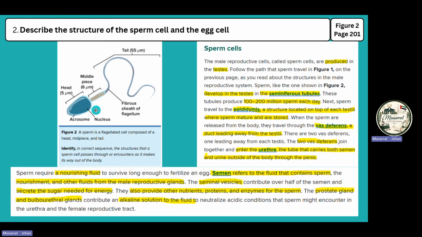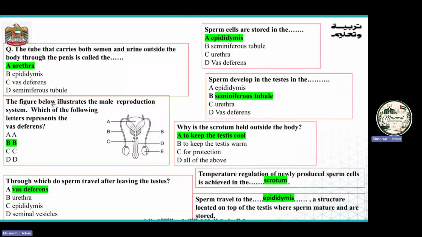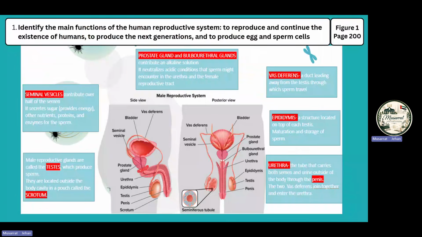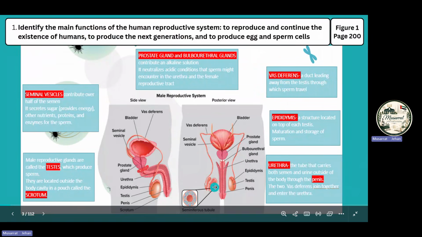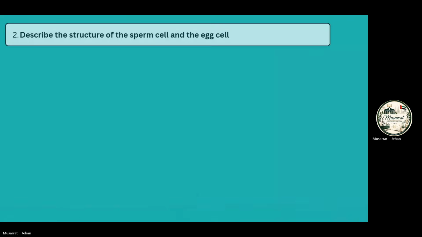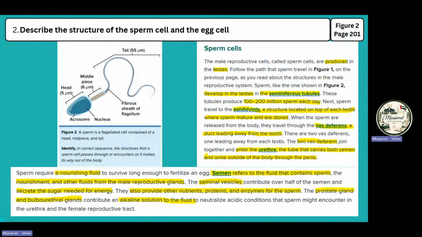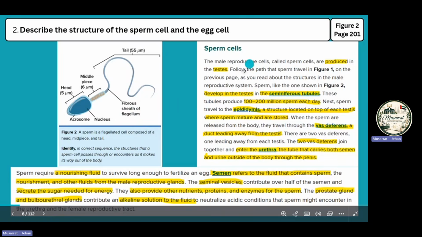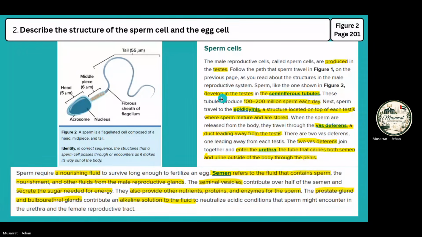Sperms are produced in the testis. They develop in the testis in the seminiferous tubules. If you go back to this figure here, you can see that the testis has this part here. You can see the seminiferous tubules. It produces 100 to 200 million sperms each day.